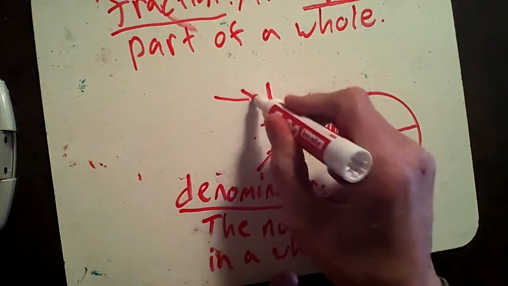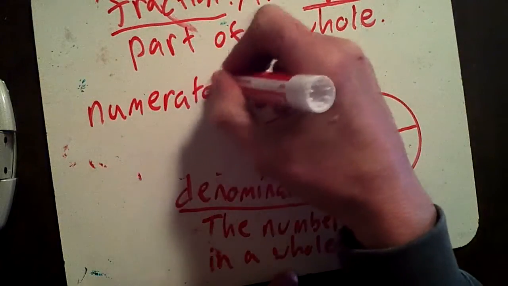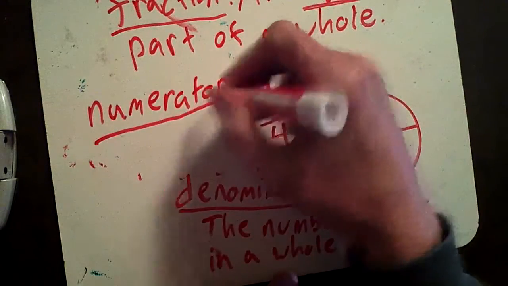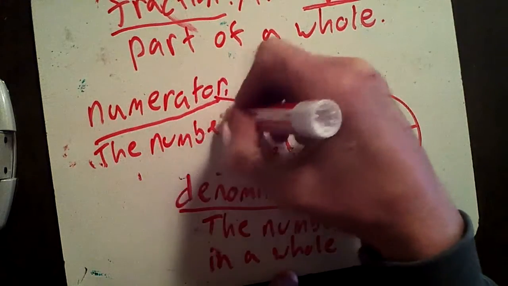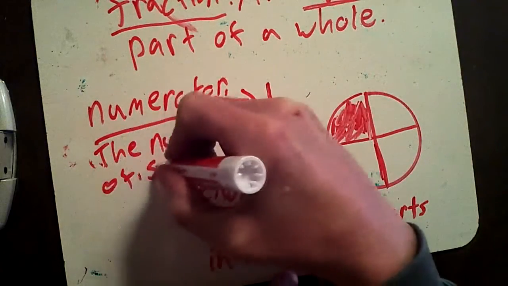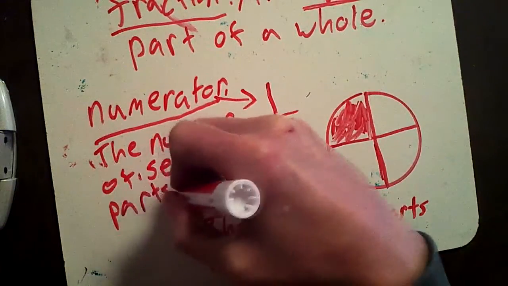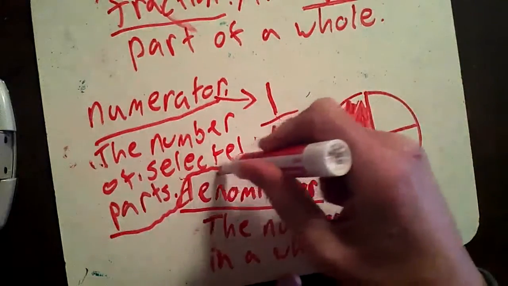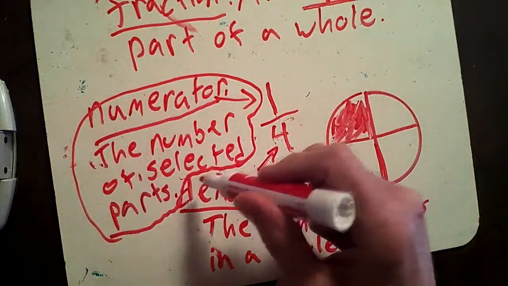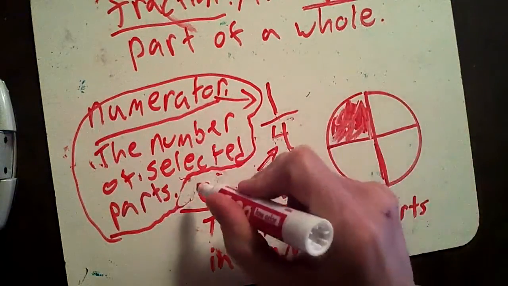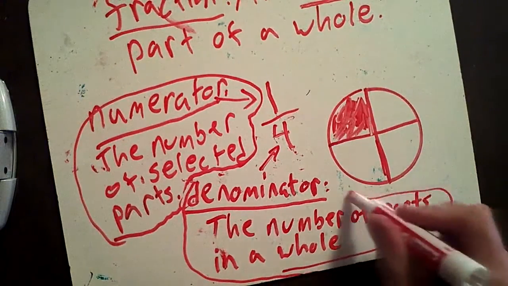And this number on top of the fraction is called a numerator. And the numerator is just the number of selected parts. Let's separate that from denominator. Numerator, and I'm making a mess here. Denominator, two separate things that both make up the fraction.